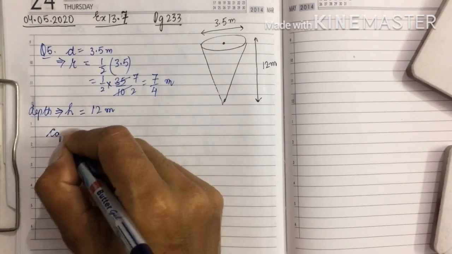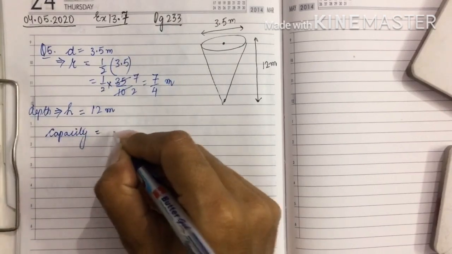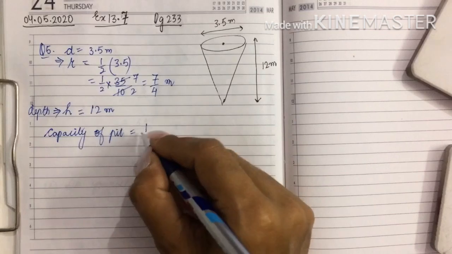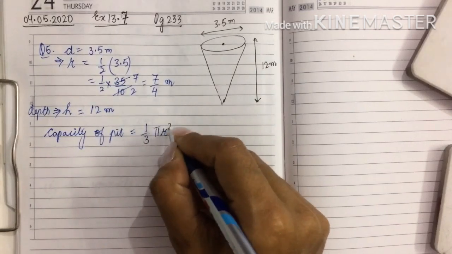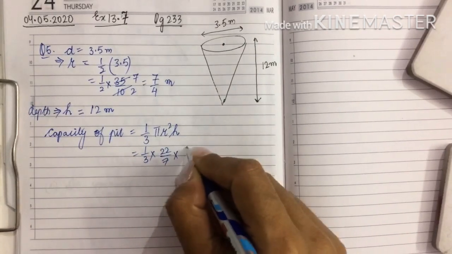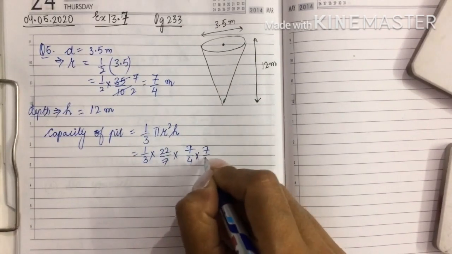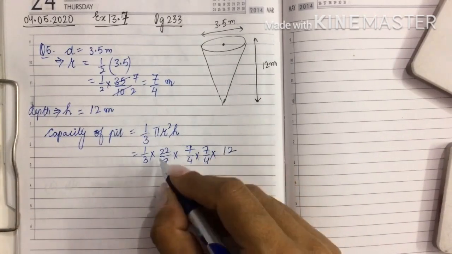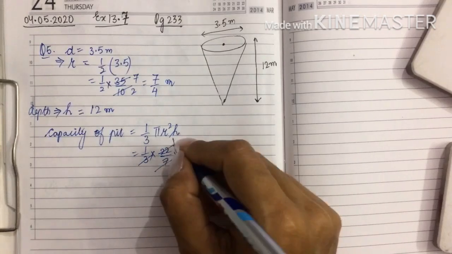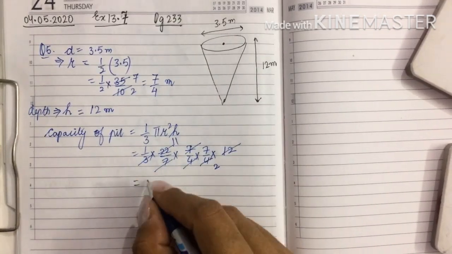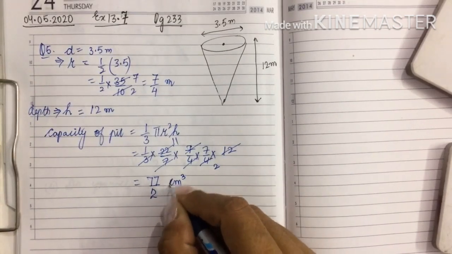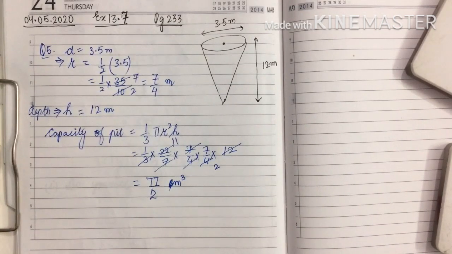Capacity is given by the volume, and the volume of a conical object is given by 1 by 3 pi r square h. Let's use the values and find out the answer. Cancelling the terms with common factors, this is 77 by 2 meter cube.